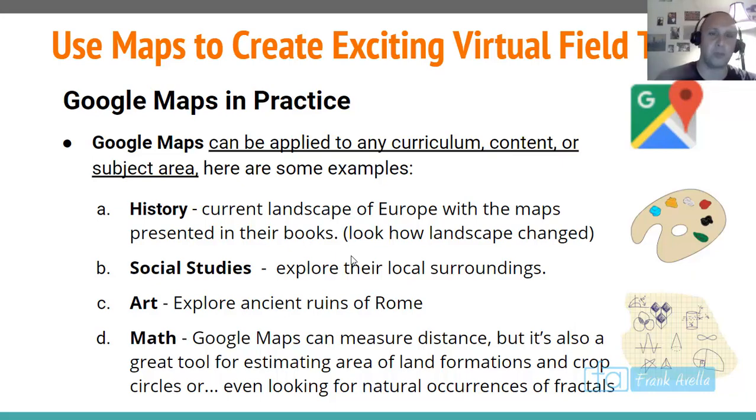History. Explore the current landscape of Europe with maps presented in their books. So see how the landscape has changed compared to the books. And if you're learning about the Mediterranean Sea, go to the beaches by the Mediterranean Sea. They have beaches. That's history. Social studies, explore local surroundings. Art, explore the ancient ruins of Rome. Math, Google Maps can measure distance, but it's also a great tool for estimating the area of land formations, crops and circles, even looking for natural occurrences of fractals. Gets a little complicated when we talk about fractals.